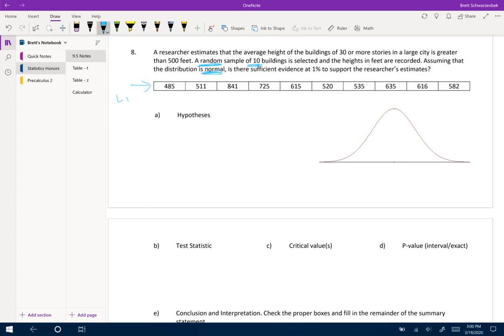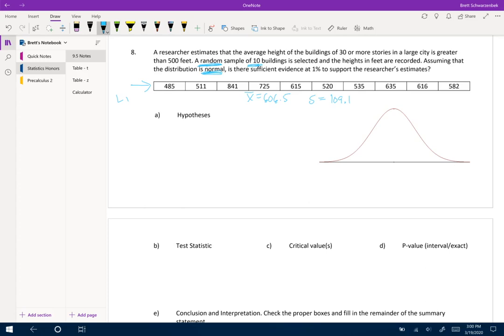So if you do so, you will end up with an x bar of 606.5 and a sample standard deviation of 109.1. So if we have this, then we can proceed with the problem as if we're doing a t-test, because the population standard deviation is officially unknown.